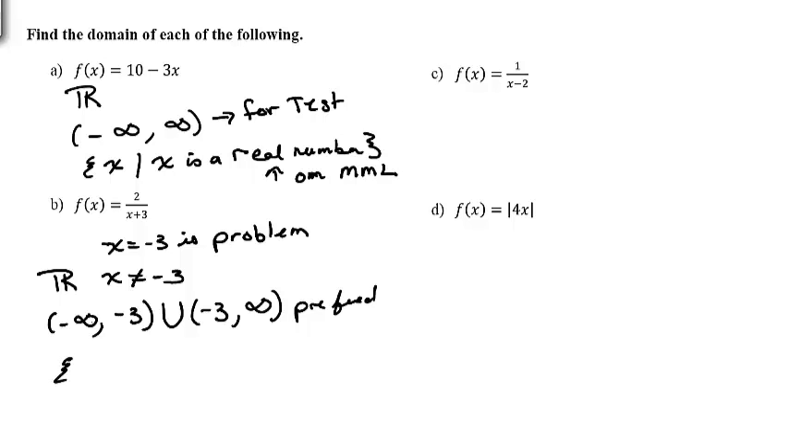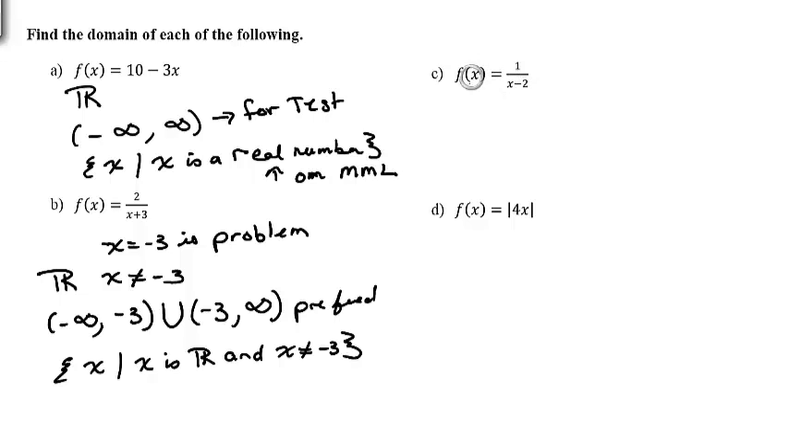And we could also do this as a set. The set x such that x is a real number and x is not equal to negative 3. Okay, so again, this is what MyMathLab is going to have. It will just give you a list of choices, and so you would select that one.